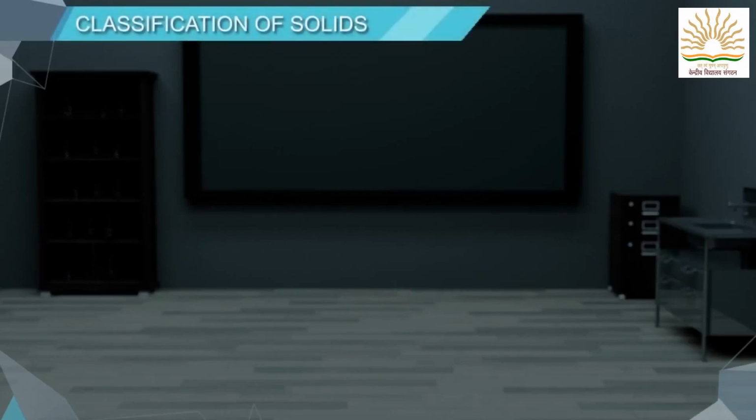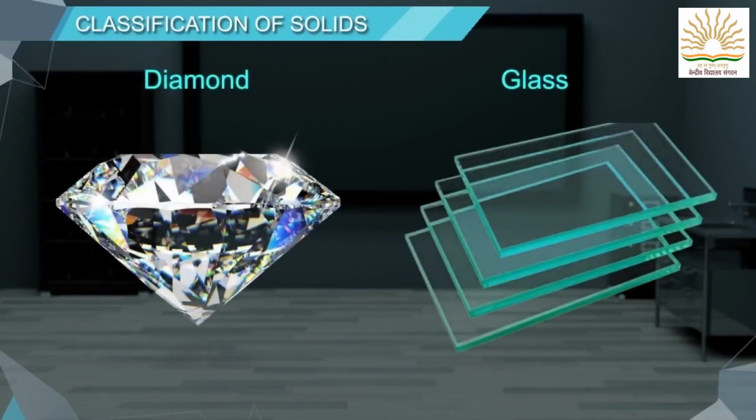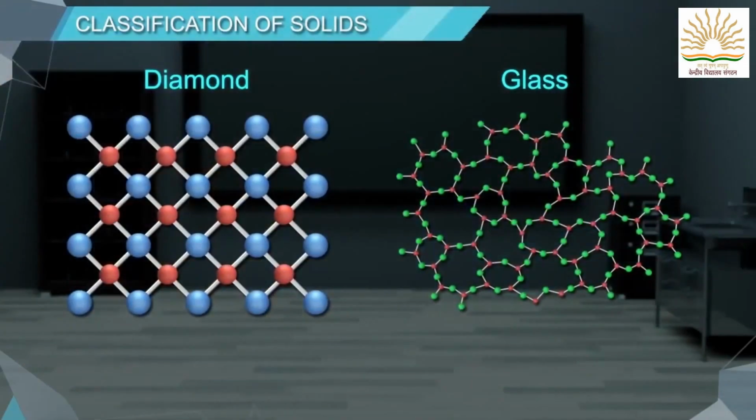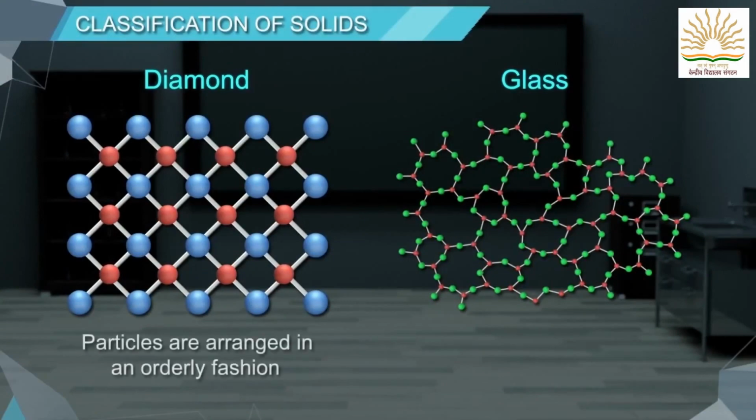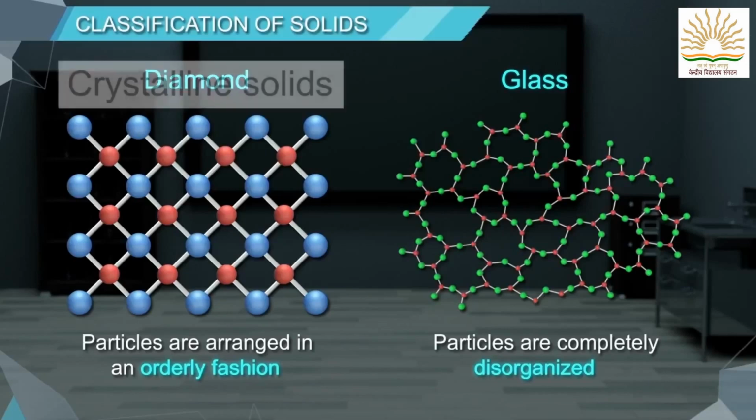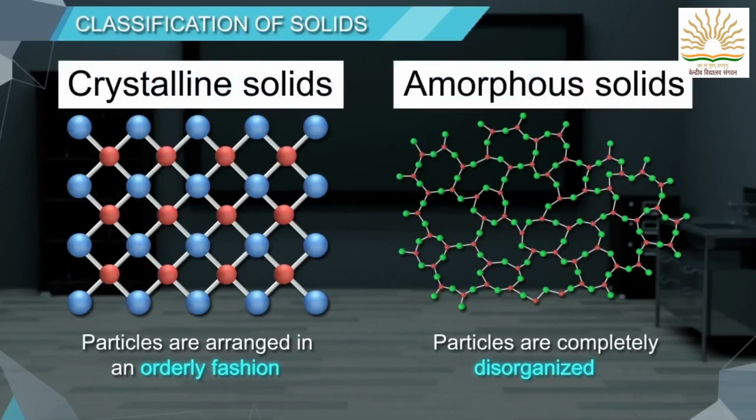Classification of solids. If we look at diamond and glass, we can see that both are solids. But if we look at them at microscopic level, we can see that there is a difference in arrangement of constituent particles. In diamond, the particles are arranged in order, whereas in glass, they are completely disorganized. Based on the order of arrangements of constituent particles, the solids are mainly classified into two types: crystalline solids and amorphous solids.